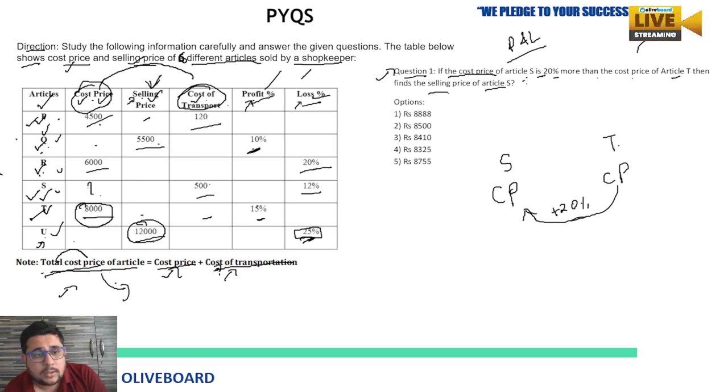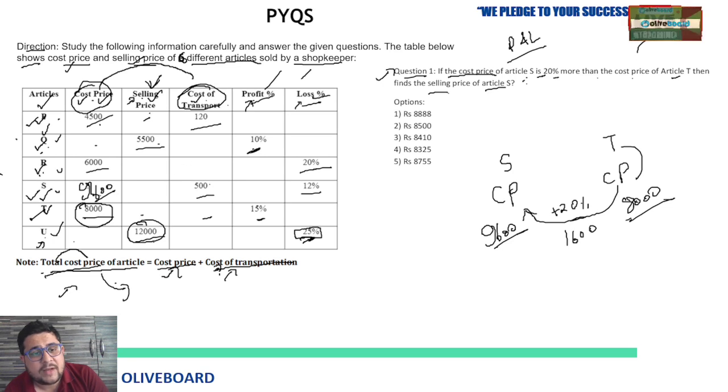So T's cost price will be 20% more. The cost price of article T is 8,000. 10% of 8,000 is 800, so 20% would be 1,600. Just add. So the cost price of article S you will get here is 9,600. Now you have to calculate the selling price.